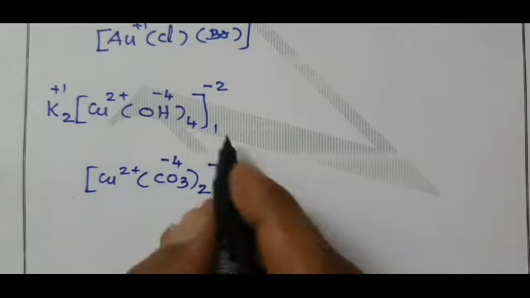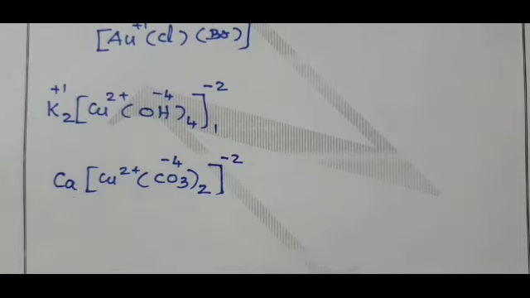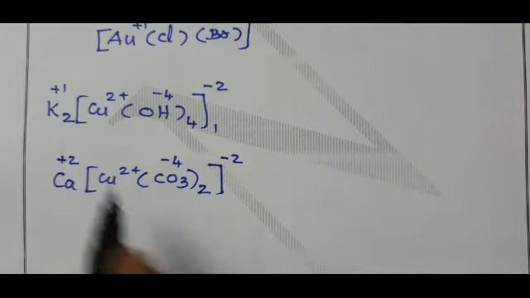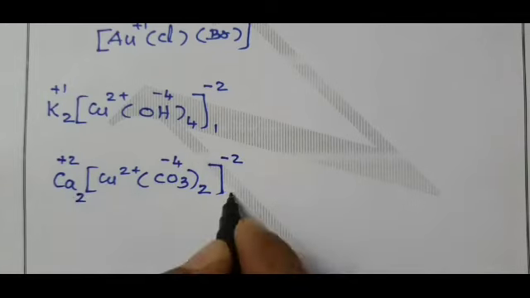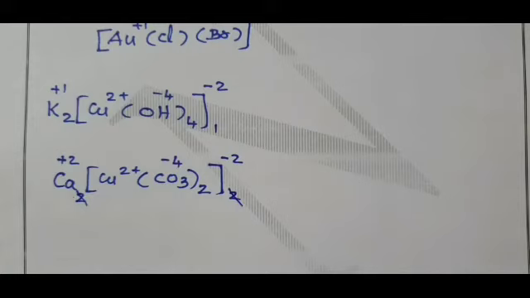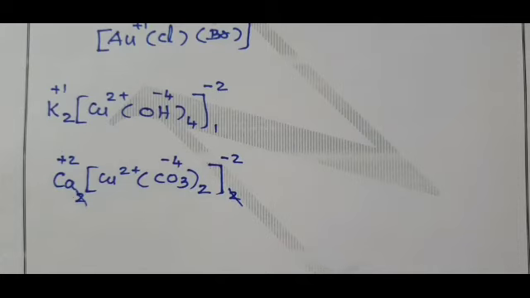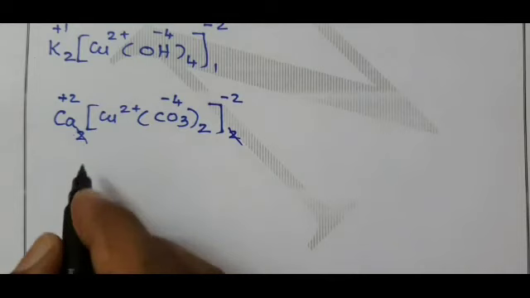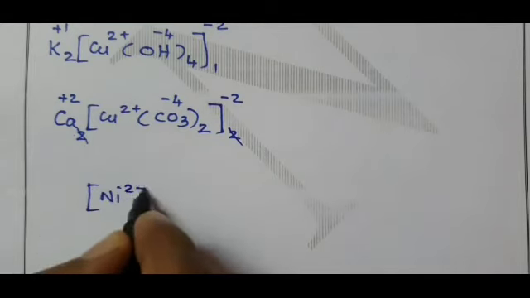When you add these two, you will get minus 2 on the complex, that is neutralized by adding a positive ion. 1 calcium 2+, alkaline earth metal. When you cross that oxidation state, that 2 is here, this 2 is there. Now 2 get cancelled. Molecular formula is Ca[Cu(CO3)2]. Now one more bidentate ligand I am going to use with another central metal ion, nickel 2+, coordination number 4.